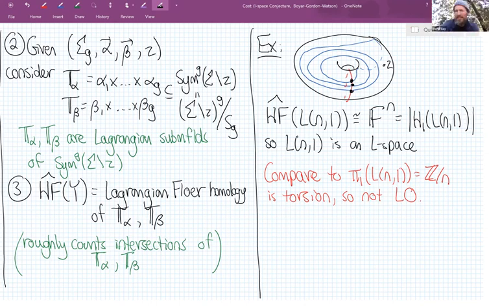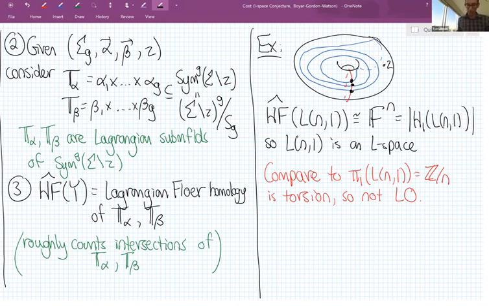Tye, can I answer a question? I'm sorry, I meant to. Yes, please. Just to put everything in context, are there maybe lots of examples of L spaces that don't have torsion in pi1? You know, things for which there's not an obvious reason that it's not left orderable. That's a great question. Yeah.